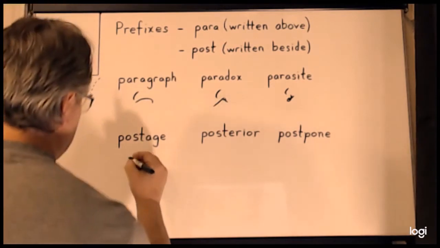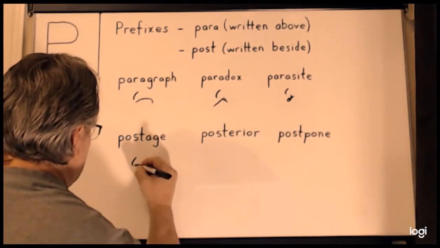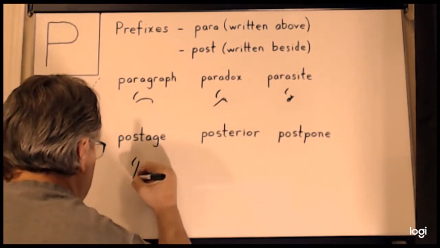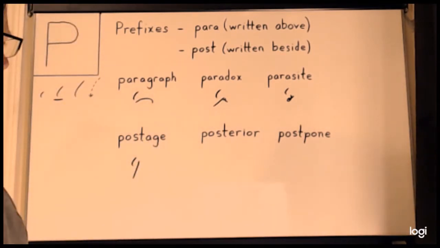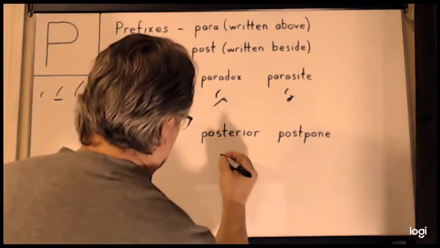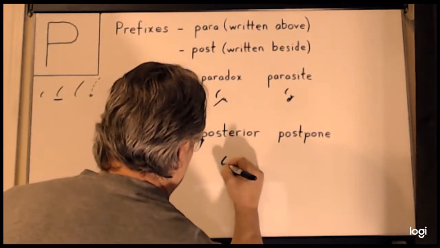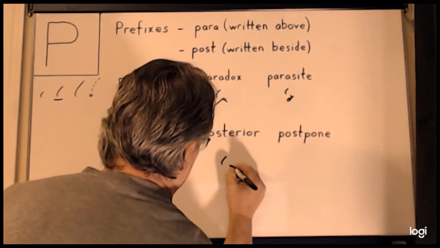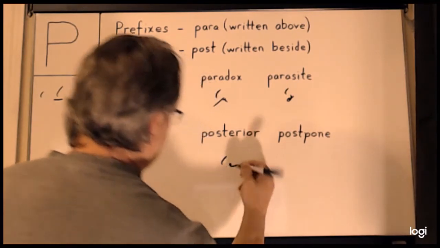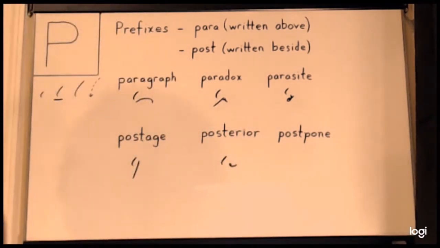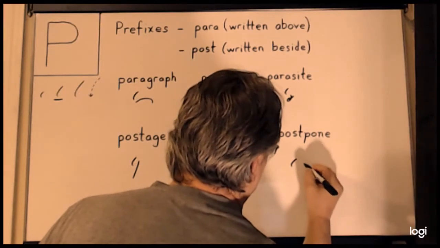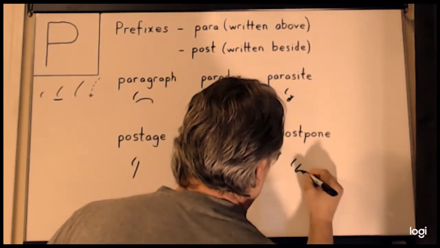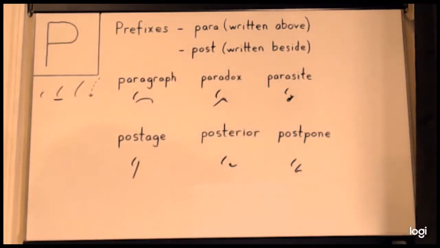So for postage, we have P and the J, standing for the AGE sound in postage. For posterior, it is the letter P for post, and then beside it, the ER, standing for the earier portion at the end. And then finally, postpone, the letter P for post, and right beside it, PON for pone, and postpone.